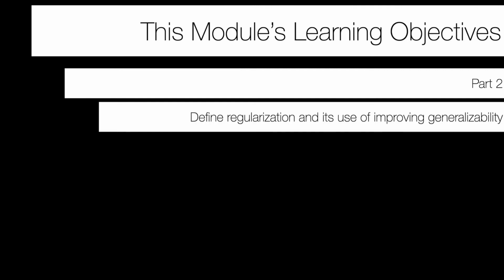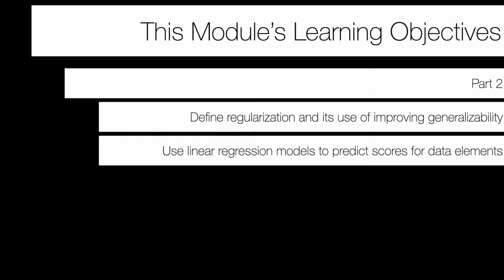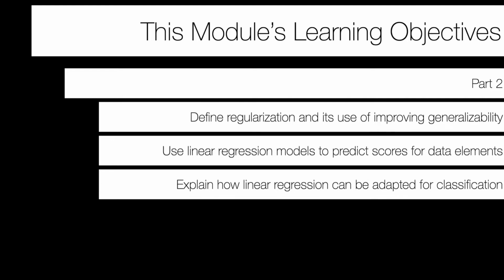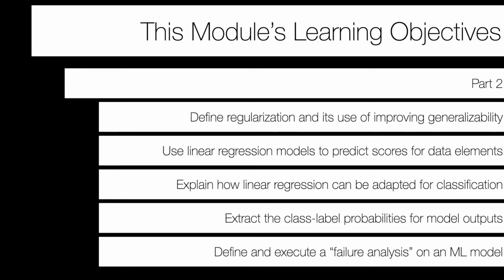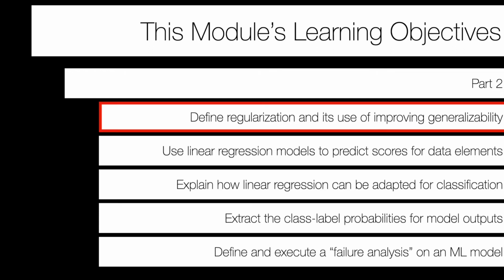So this week we're going to talk about regularization and its use for improving generalizability. We'll talk about linear regression models and predicting scores rather than classification. Then we'll move from the linear regression case to classification using what's called logistic regression as a straightforward example of this. And we'll talk about class label probabilities as a way to capture uncertainty, and we'll end with a brief link to a YouTube video about failure analysis and its import in machine learning.